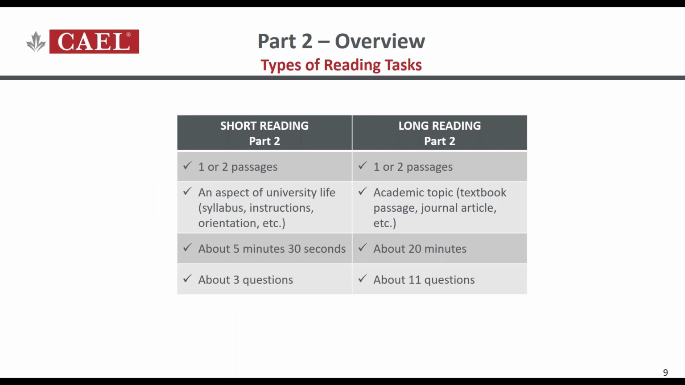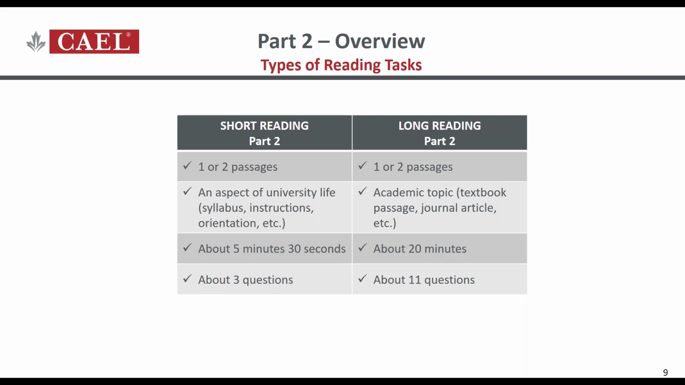For the short reading, it is of course a little bit shorter, and it will cover any different aspect of university life. So the subject could be related to the syllabus, instructions, orientation, a library guide, the guidelines of the student council, and those kinds of things. It's about 5 minutes and 30 seconds long, and it will ask you about 3 questions, but those can vary. It's not always 3 questions.